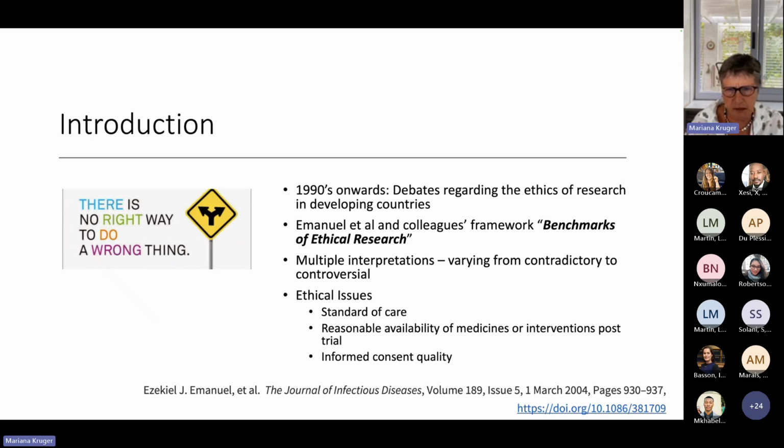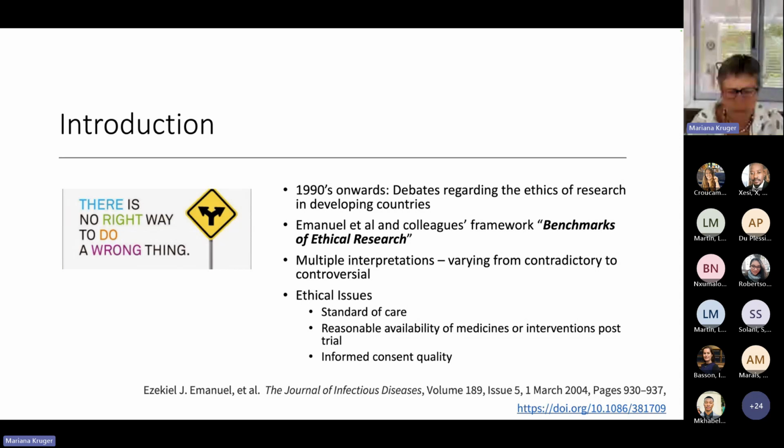And so eventually Emmanuel et al. and his colleagues at the National Institutes of Health formulated the framework called Benchmarks of Ethical Research in Low and Middle Income Countries, or in developing countries. However, from my perspective, having been dealing with research ethics for the last 20 years, it is really a crucial framework to be used by everybody when they are dealing with research. There are, of course, multiple interpretations of these frameworks, and they can vary from contradictory to controversial. However, it is a nice framework to work with and to look at your research.